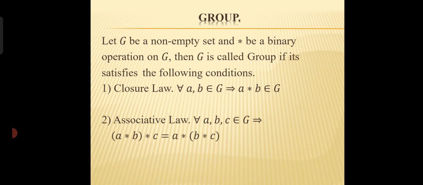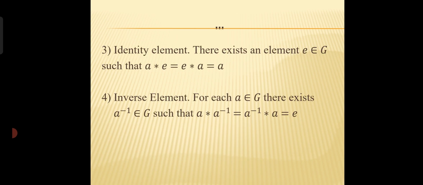Closure law: for all a, b belonging to capital G, this implies a asterisk b belongs to capital G. Associative law: for all a, b, c belonging to G, this implies a asterisk (b asterisk c) is equal to (a asterisk b) asterisk c. And third one is identity element. There exists an element e belonging to capital G such that a e is equal to e a is equal to a. Fourth one is inverse element.